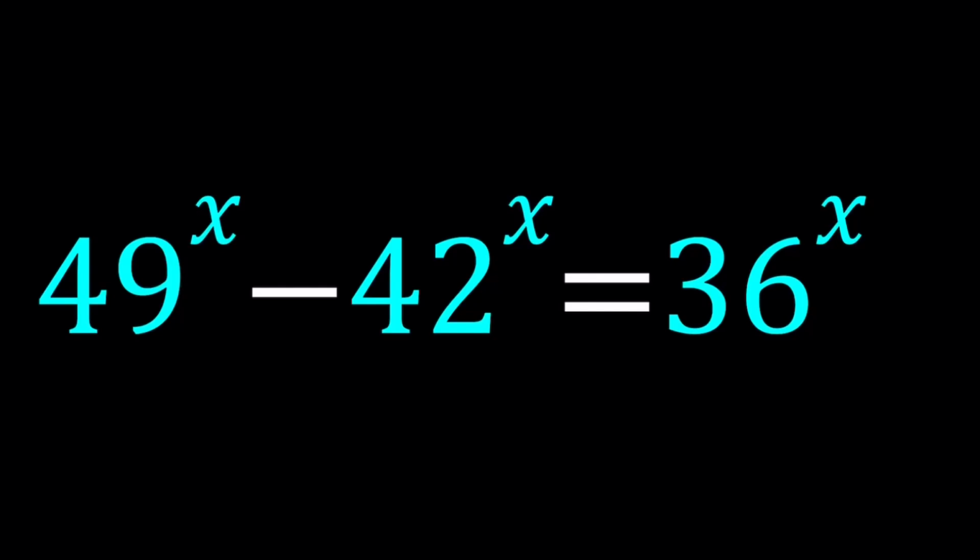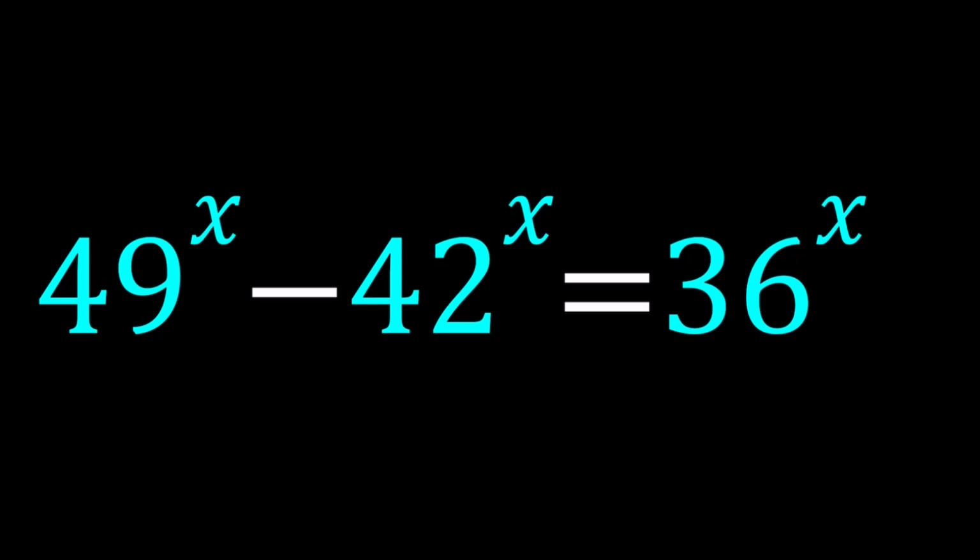Hello everyone. In this video we're going to be solving a nice exponential equation. We have 49 to the power x minus 42 to the power x equals 36 to the power x. At this point you can try to guess the solution, see if you can get it just by guessing. But I'm going to show you how we can solve these kinds of problems.